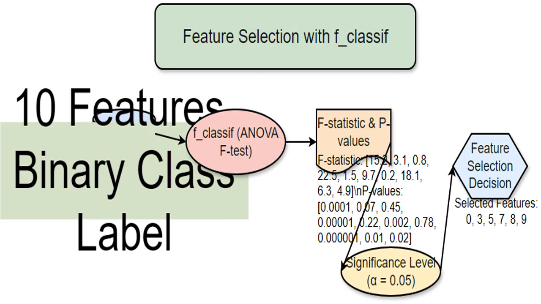The ANOVA F-test gives me two pieces of information for each feature: the F-statistic, a measure of how well the feature separates the classes, and the p-value, the probability of observing the F-statistic if there's no relationship between the feature and the class label. These are key to my feature selection decision.